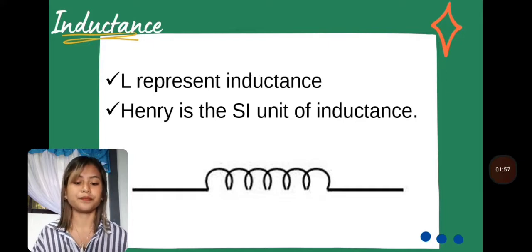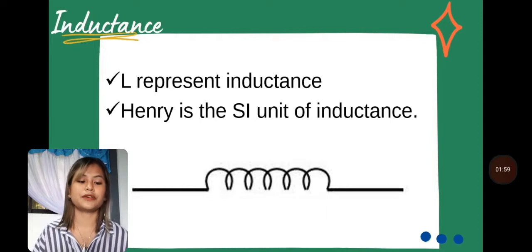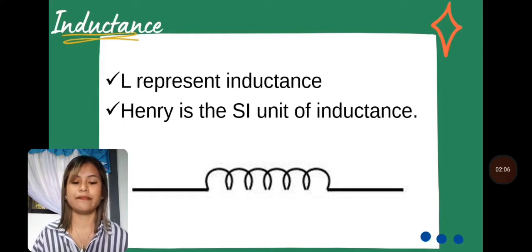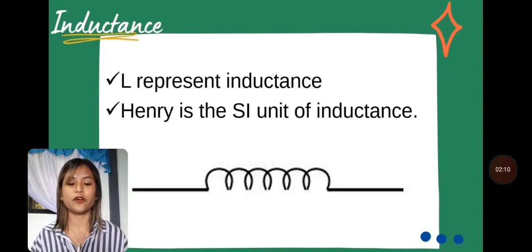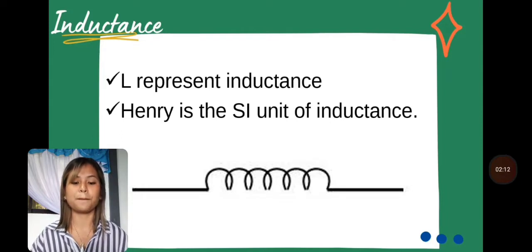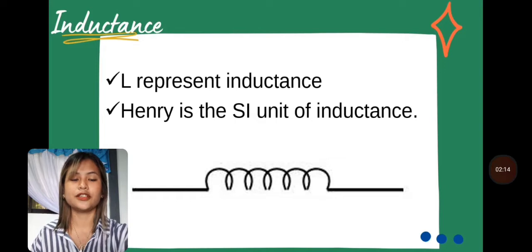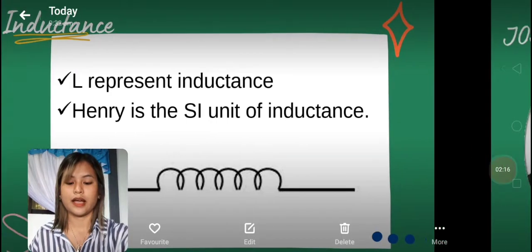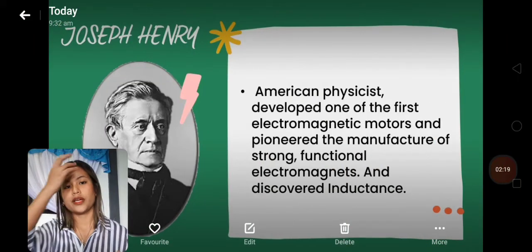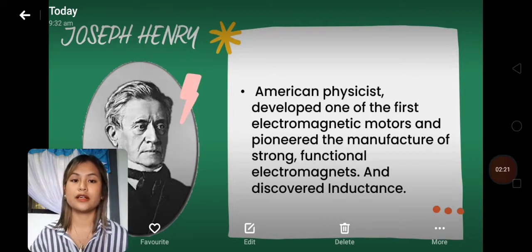Okay, to deepen the inductance, L represents inductance and Henry is the international system unit of inductance. The inductance value represented by L is an honor to Heinrich Lenz, and its unit is Henry. 1 Henry is equivalent to the induced 1 volt by changing of current at 1 ampere per second. And who is the one who discovered the inductance?